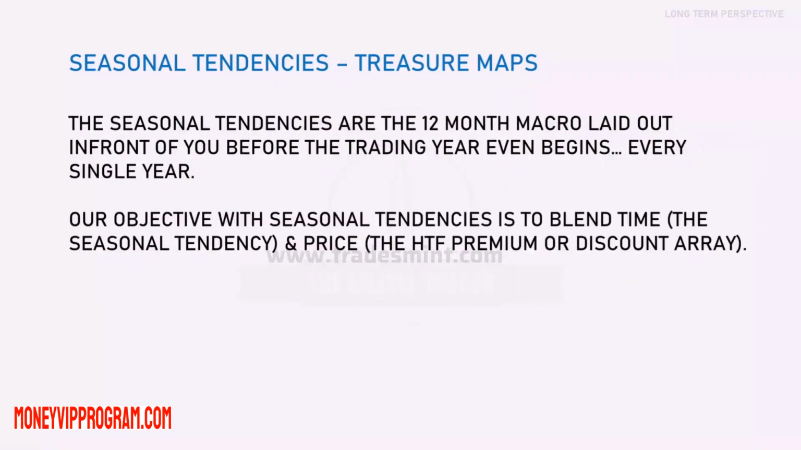The seasonal tendencies are the 12-month macro laid out in front of you, and we'll show you a chart later of how that looks before the trading year even begins, every single year. So we have those median lines, the 15-year, 30-year lines, showing what the seasonal might be doing. Our objective with seasonal tendencies is to blend time, the seasonal tendency, and price together, the higher time frame premium or discount arrays. So price meets time and time meets price.